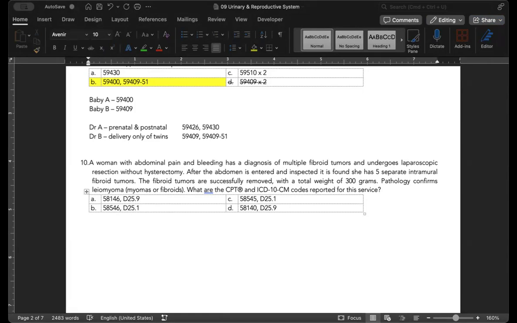So let's look at ICD-10 because we can rule out 2. So let's look at D25.1 and D25.9.